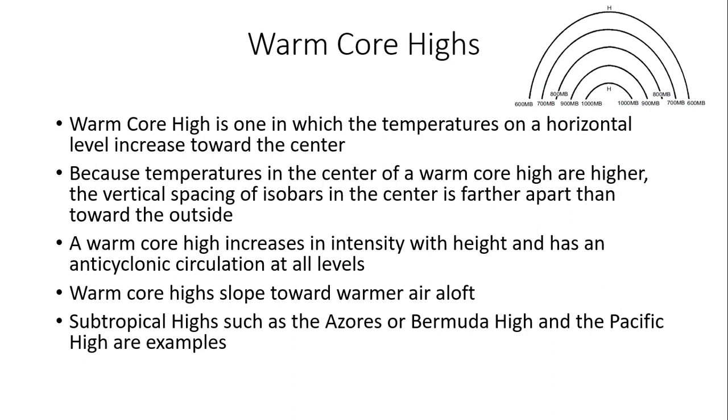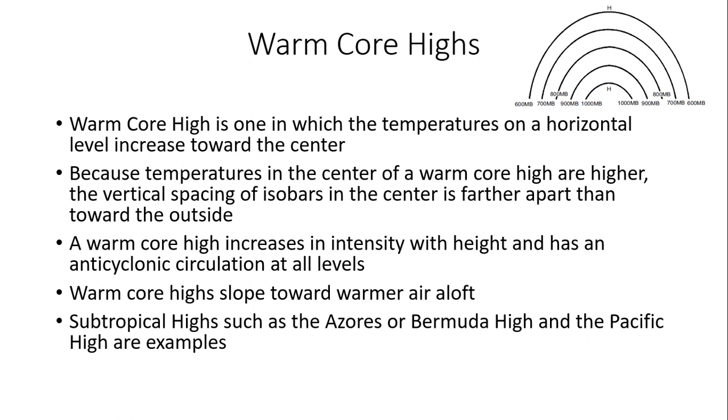Now what about warm core highs? This is the opposite effect. A warm core high is one in which the temperature on a horizontal level is going to actually increase, or get warmer, towards the center. These are those expansive heat domes, and if you look at the upper right-hand graphic, you have an expansive heat dome. You see how it almost forms an inverted U-shaped pattern? And so you have a surface warm core high, and above it you have high pressure as well. So you have extremely high heights in the center of these.